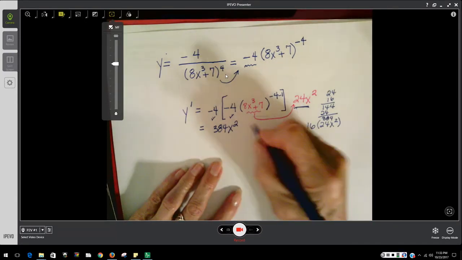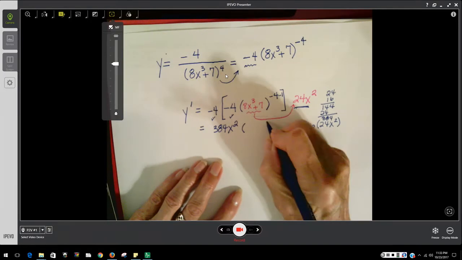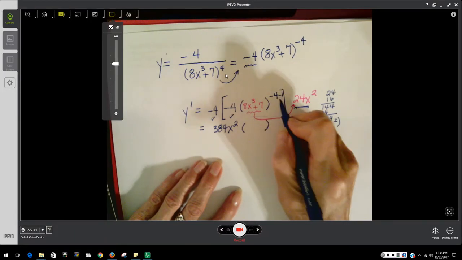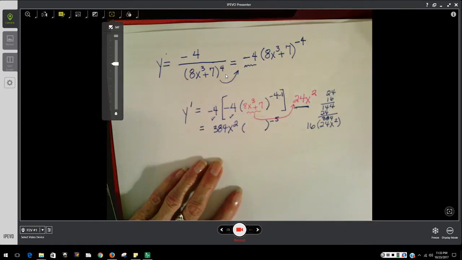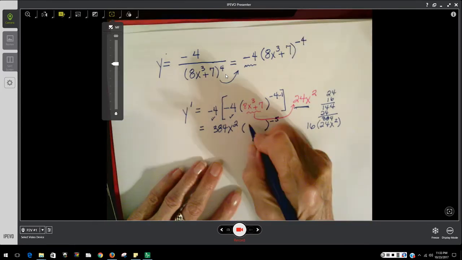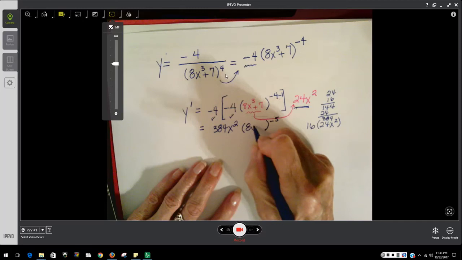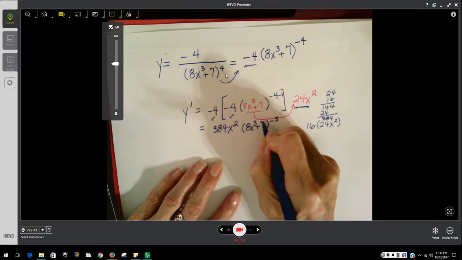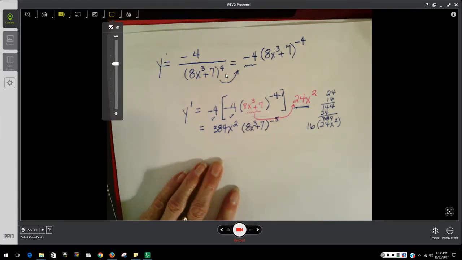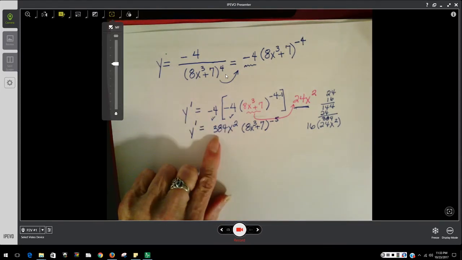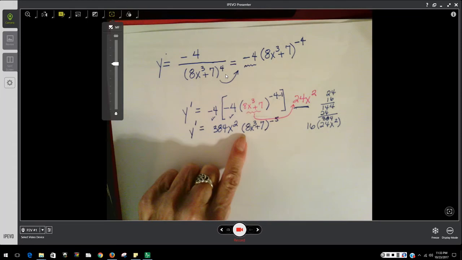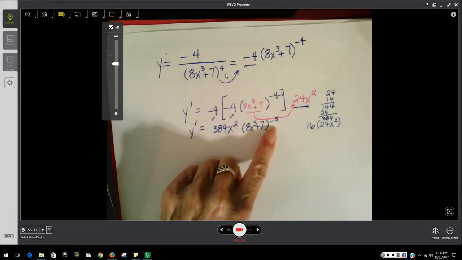So then what we have left is the parentheses, and negative 4 minus 1 means the power on those parentheses now is negative 5. And what's inside the parentheses remains inside the parentheses. So this is your derivative, y prime, is equal to 384x squared times 8x cubed plus 7 raised to the negative fifth power.